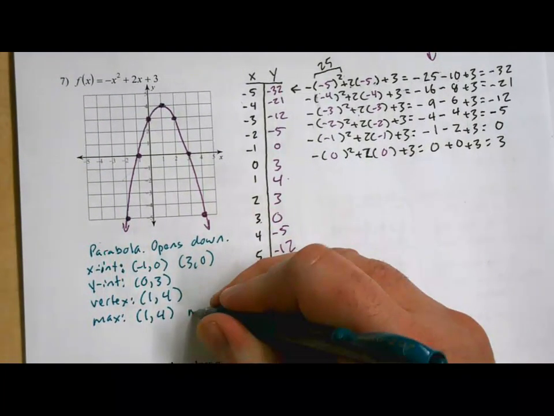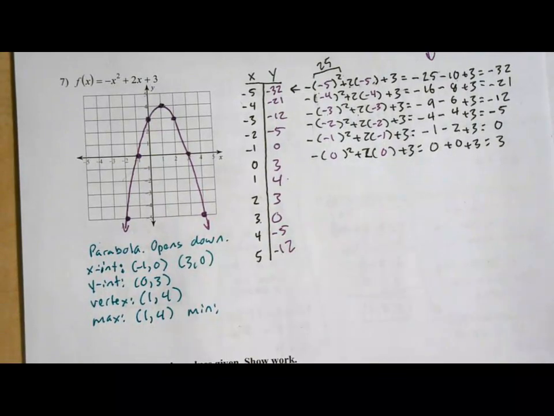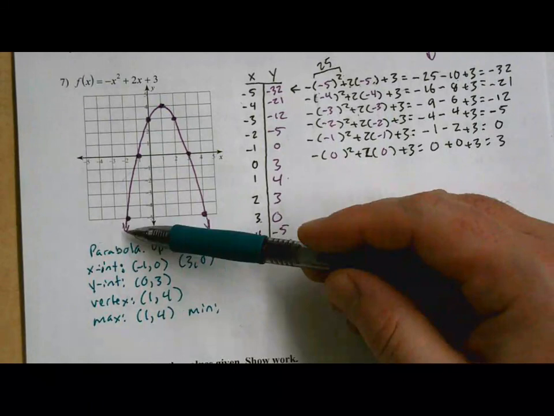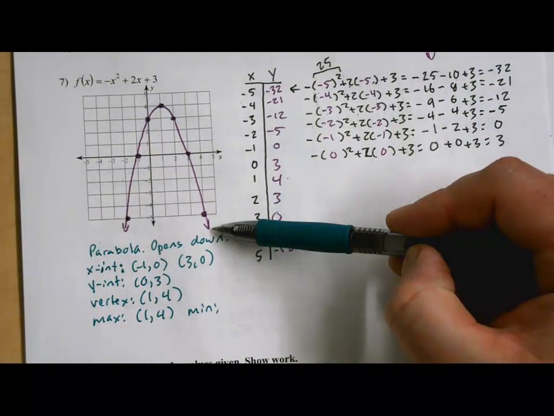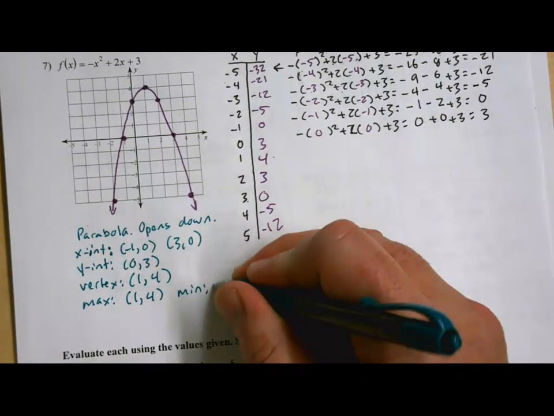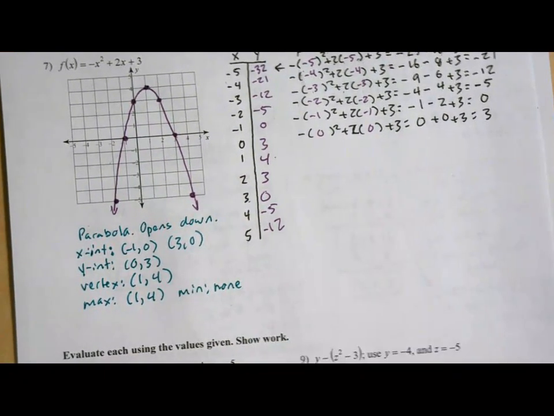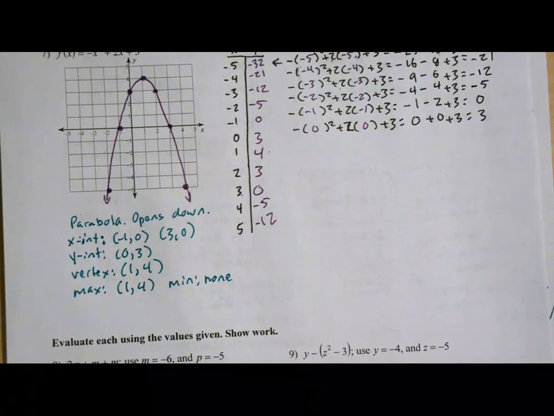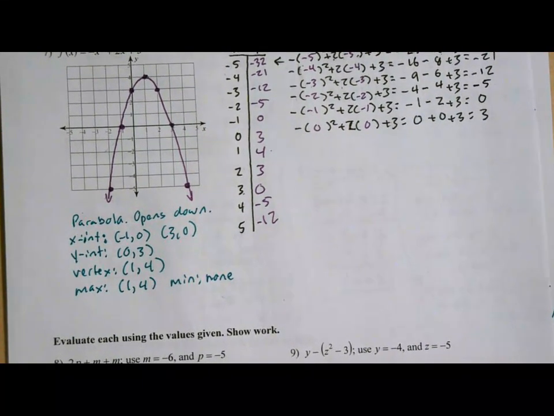How about the minimum? Is there a minimum point on this graph? I'd say these arrows are showing that the graph is going to keep going down forever and ever and ever. So we're not going to find a lowest point on the graph. So there is no minimum. Some people might say negative infinity because the graph does head towards negative infinity. I'm just going to say that there is no minimum.